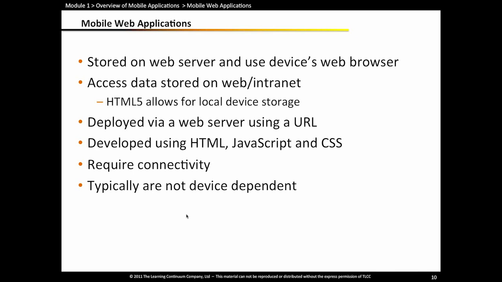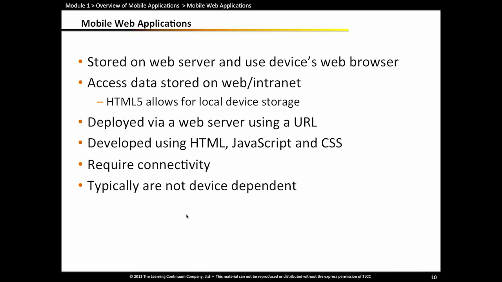Typically, though, most of those applications do require connectivity. And that, again, is one of the contrasting differences between mobile web apps versus native applications. Most native applications are going to be able to work offline, where mobile web applications are going to be required to have some type of connectivity either through the device or through a Wi-Fi hotspot.